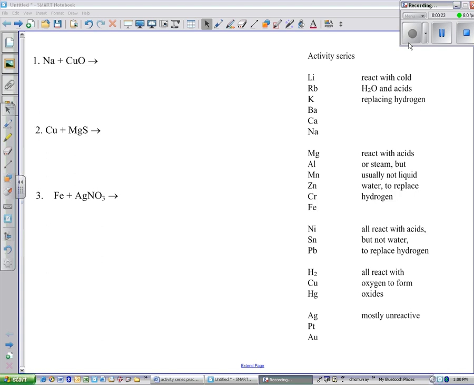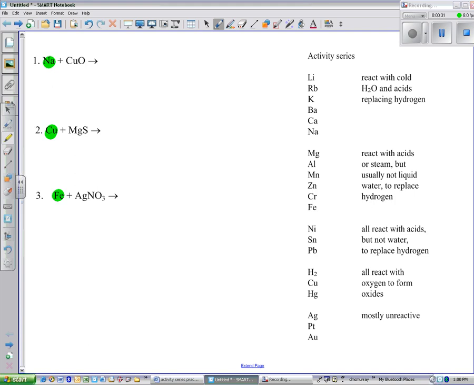So in each case, we have a single element by itself, be it sodium, copper, or iron. And the big question is, is this single thing going to replace what I've dotted in blue? So we're wondering if this is going to replace the metal. And in each case, one metal has the possibility of replacing the other.